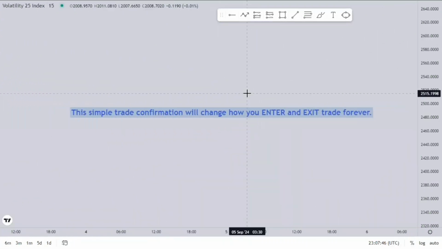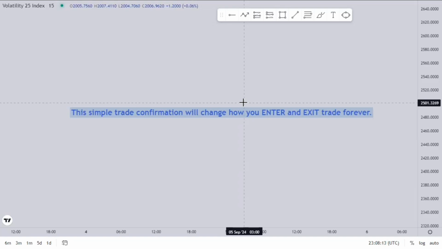This simple trade confirmation will change how you enter and exit trades forever. I don't care about the strategy you trade and all that. As long as you can incorporate this simple entry rule or tweak, it will change how you enter the market forever. And to do that is basically simple.